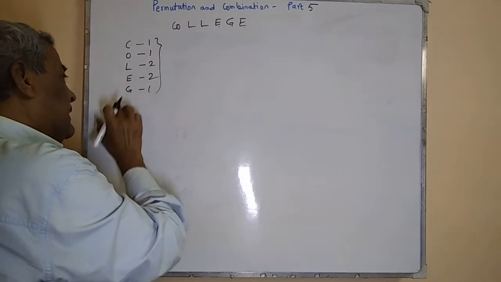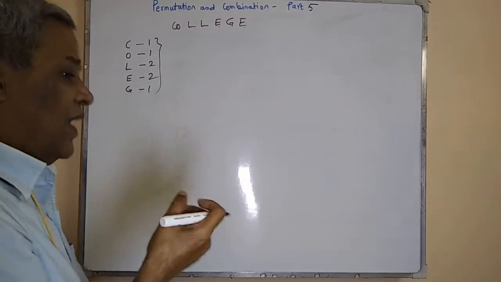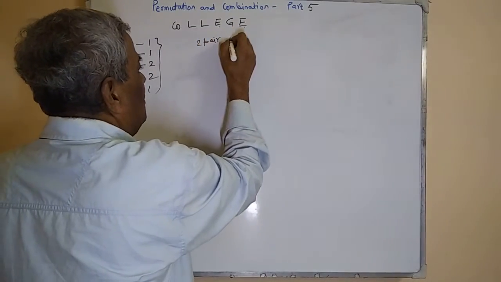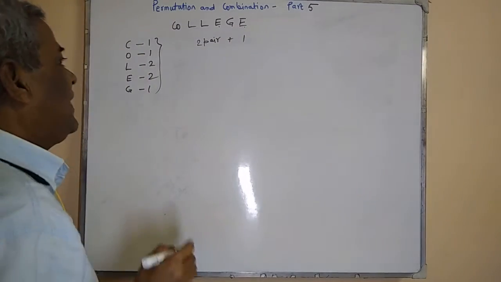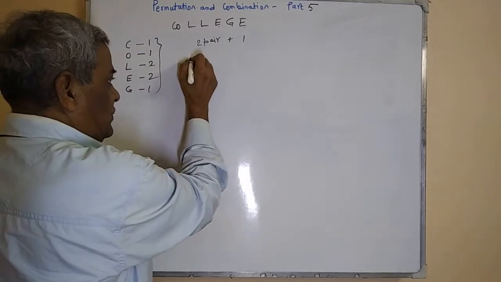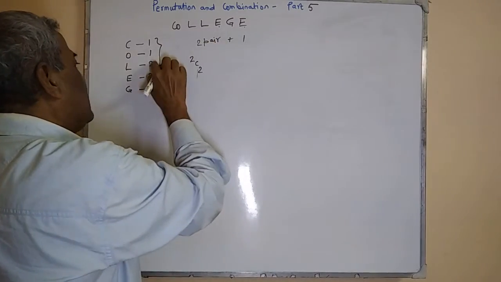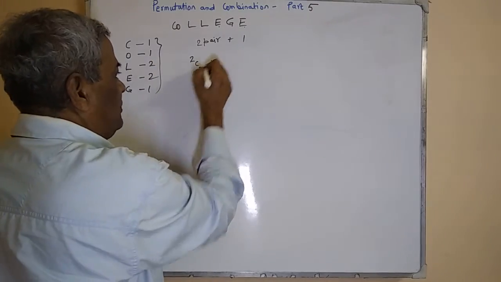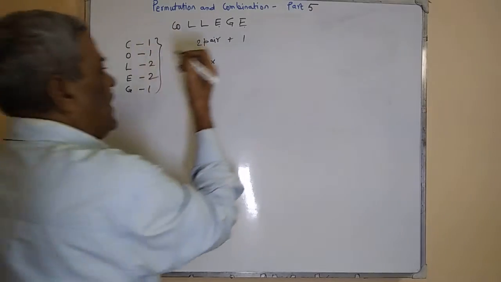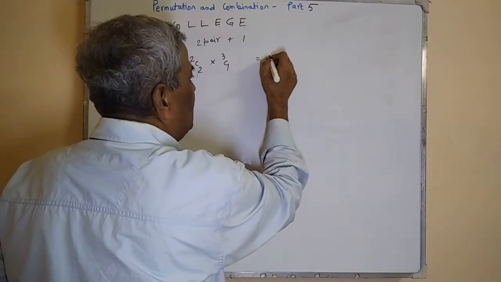Now we can choose one pair of letters: E occurs 2 times, L occurs 2 times. We can choose 2 pairs, and 2 pairs means 4 plus 1 single letter. The 2 pairs can be chosen in 2C2, one way, into one single letter out of 3 available, chosen in 3 ways. So this is equal to 3.